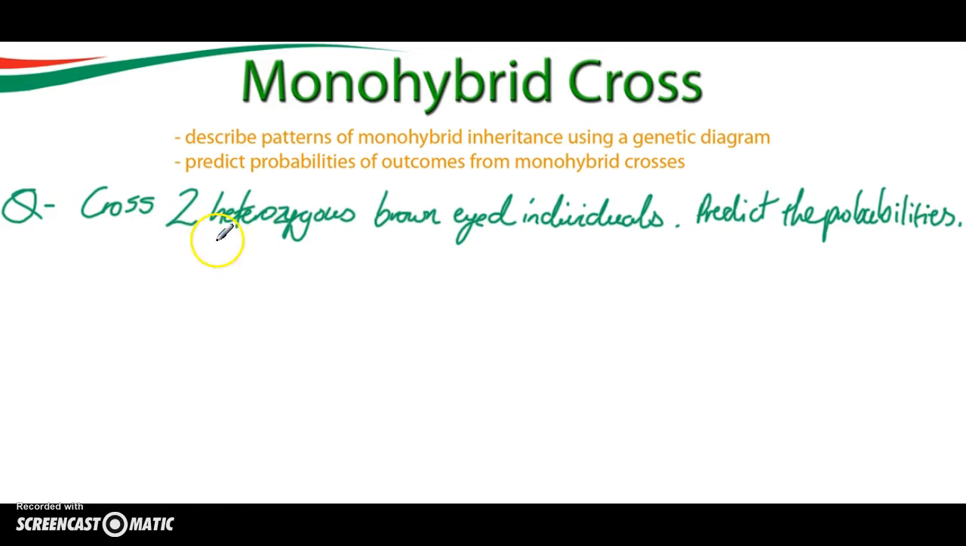So we've got a question: cross two heterozygous brown-eyed individuals, predict the probabilities. And I'm going to try and be a little bit more fancy and use some color in this video on my pen, so let's see how this goes. So first task, write down each of the labels.